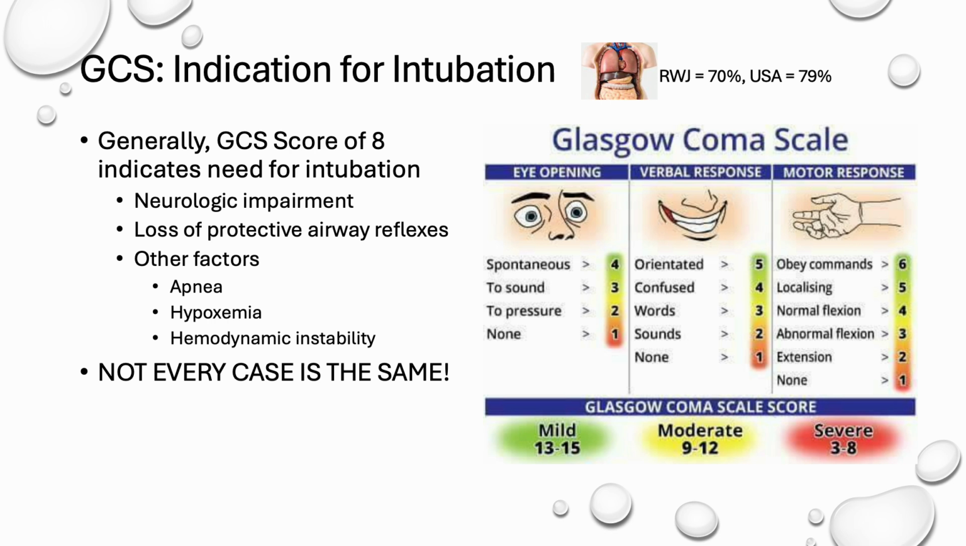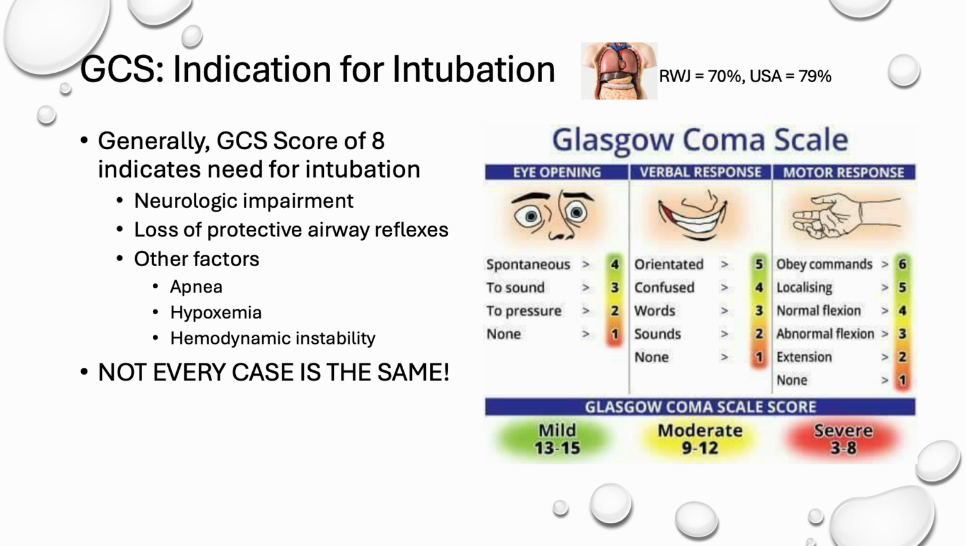The need for intubation is often cited as occurring at a GCS of 8 or below, and the reason for this is that the degree of neurologic impairment often results in the loss of protective airway reflexes when the score drops down to this level. This is not a hard cutoff, however.